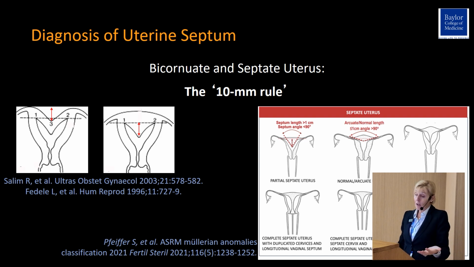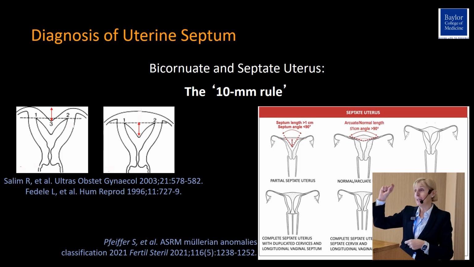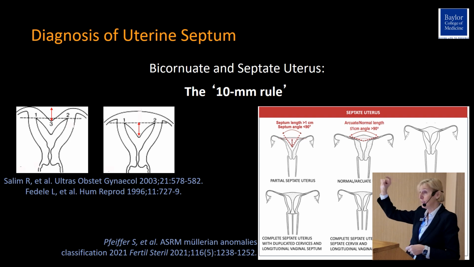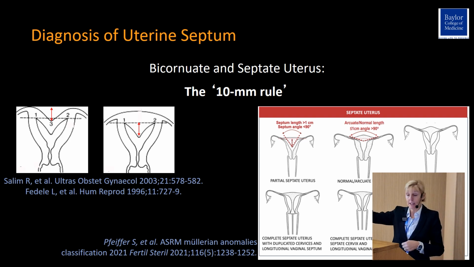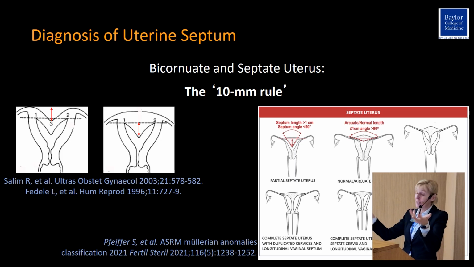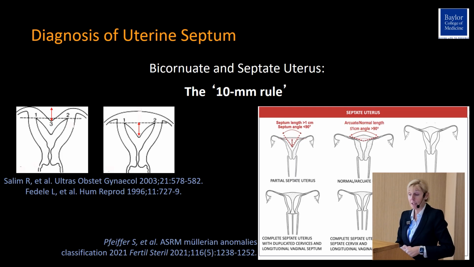Dr. Fedele said that if you have a 10 millimeter remnant of a septum that you have resected, that's still important for obstetric outcomes, and so you should possibly incise the septum if it is more than 10 millimeters. So Dr. Salim measured this 10 millimeter septum on 3D, and said if you have this length on 3D, you have to resect it, and if you don't, then it's an arcuate uterus, and you don't have to do anything.